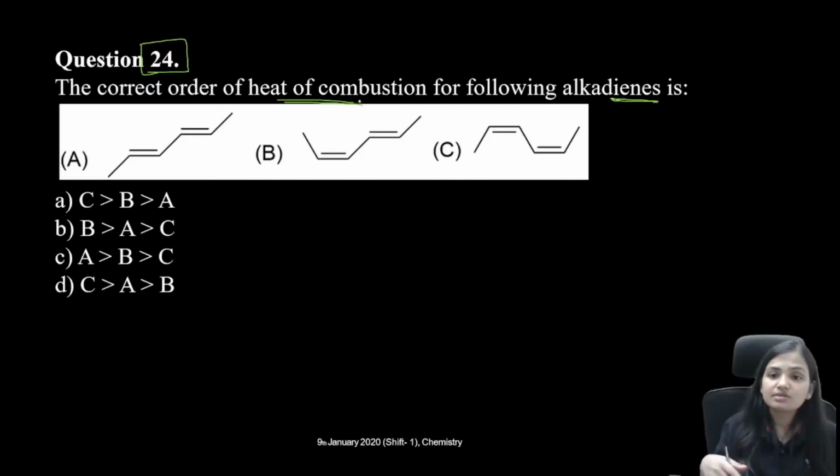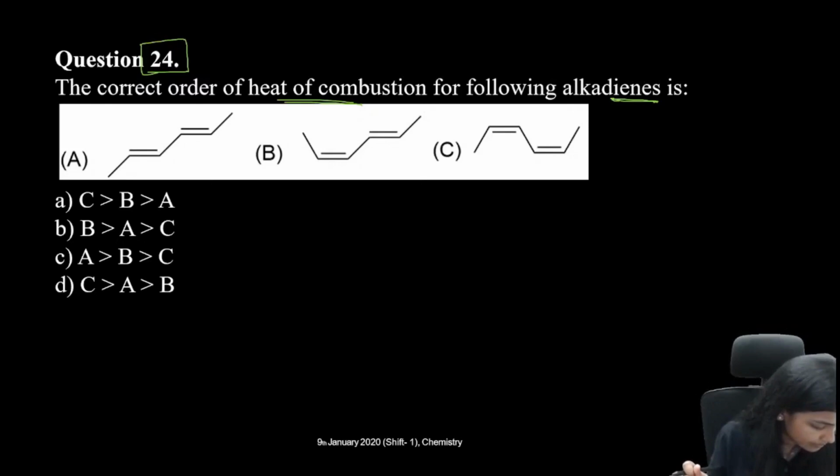Means the compounds which are more stable, or what? How to do it? Waiting for your answer. Absolutely right. Option number C. Why is C the right answer? Look, figure it out. If you have a pi bond, this is also a pi bond, this is also a pi bond. So how to solve this question?